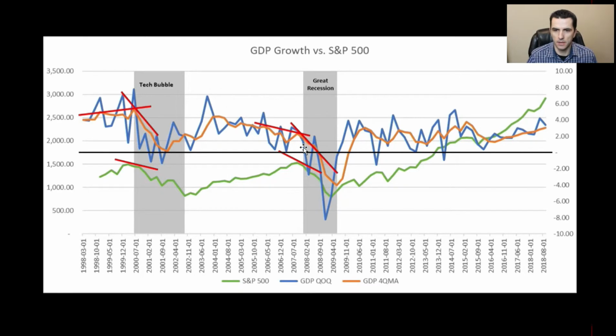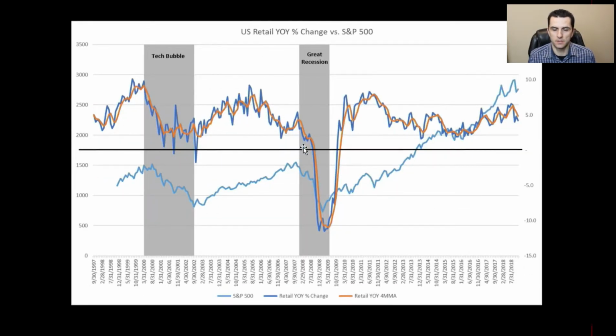The next indicator is US retail sales. I've chosen to share this indicator today because it does help understand what is going on with GDP. Retail sales in the US is probably one of the largest, if not the largest, contributor to GDP. This is a monthly indicator, so you can see the data points are a little bit tighter.